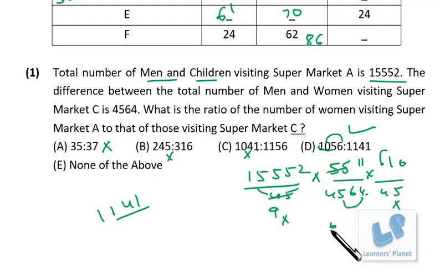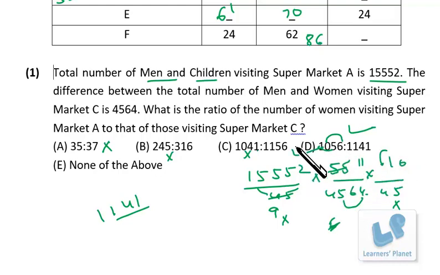So 7 6s are 42. Then 3 7 5s are 35. Yes, this number is a multiple of 7. And in the numerator we don't have any number that is a multiple of 7. So 7 will also be there in the denominator. So that is the correct answer.